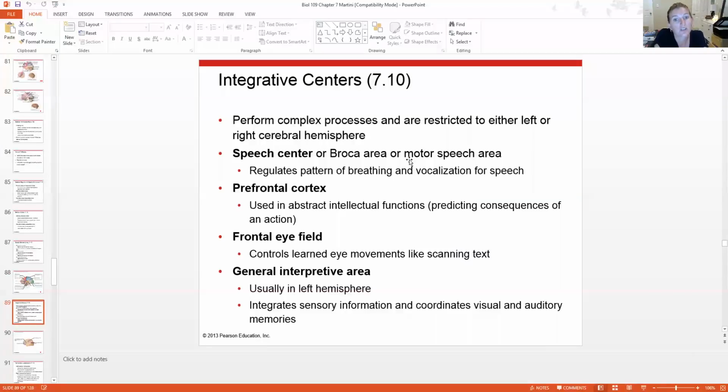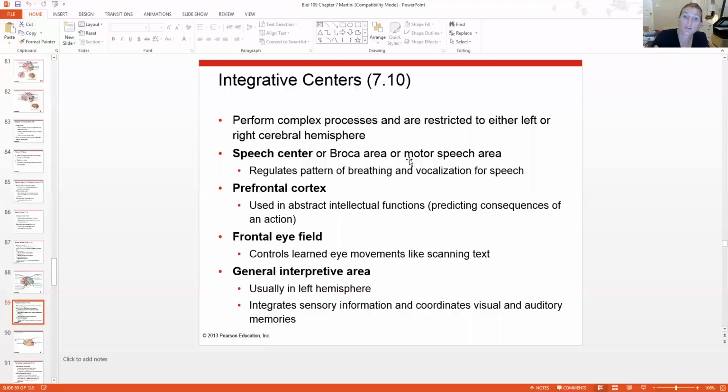The speech center, or Broca area, or motor speech area, is regulating our pattern of breathing and speaking. This is very active while you're speaking. This is how you know how to move your tongue, and you know when to take breaths, and you know how to move your lips to form words. So it's not just knowing the word, it's actually knowing how to say the word and how to communicate.